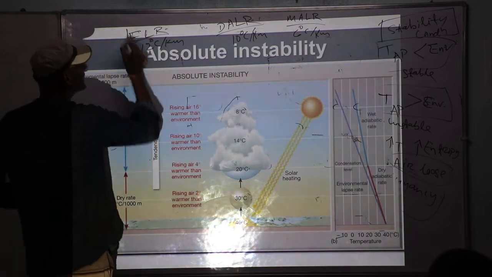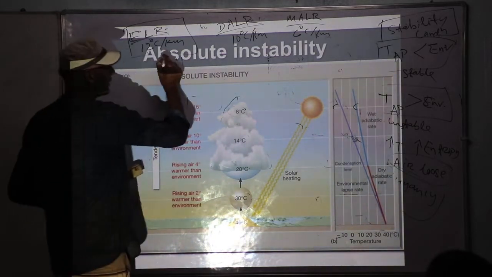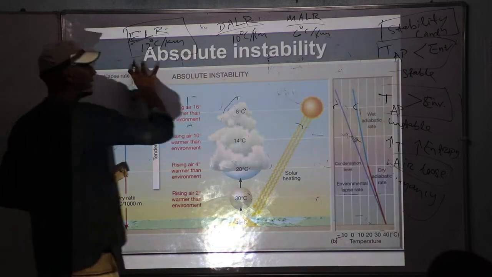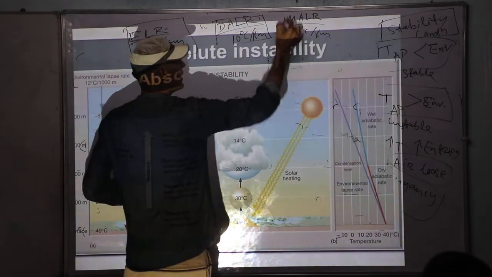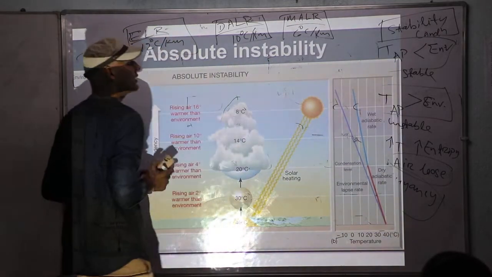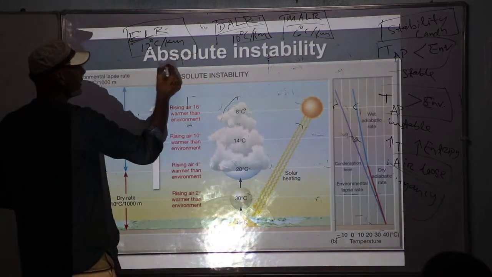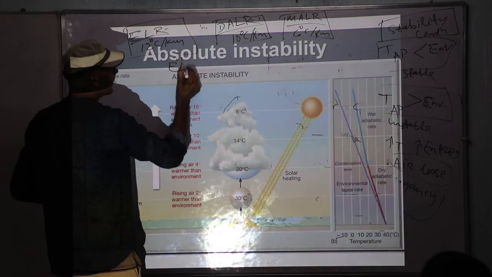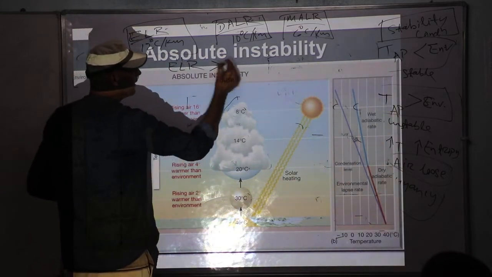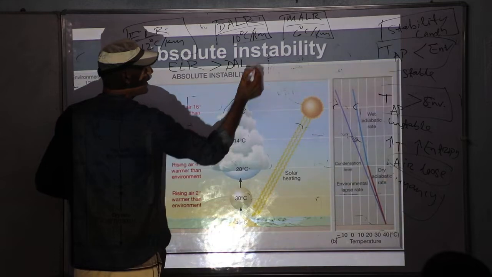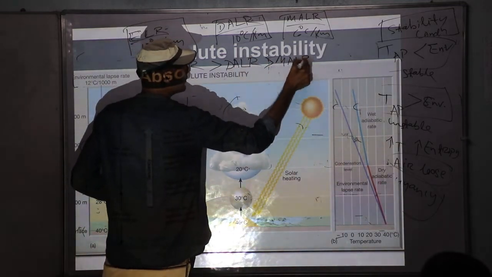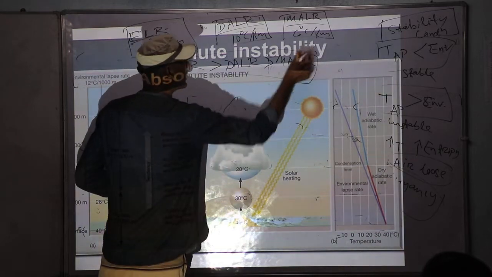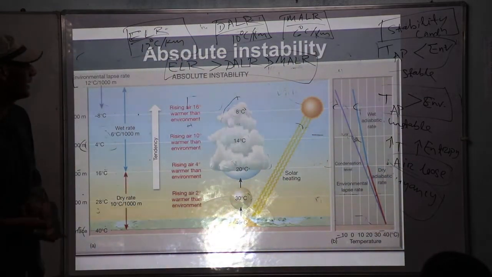The environmental lapse rate is 12 degrees centigrade. That is an example, right? For a dry adiabatic, that is 10 degrees centigrade, and for moist adiabatic, that is 6 degrees centigrade. And here you can see the sequence. Environmental lapse rate is greater than dry adiabatic lapse rate, which is greater than moist adiabatic lapse rate. So this is the condition for absolute instability.